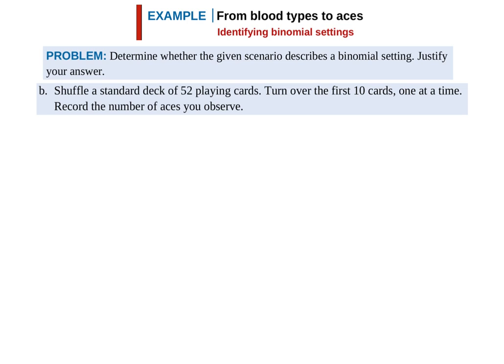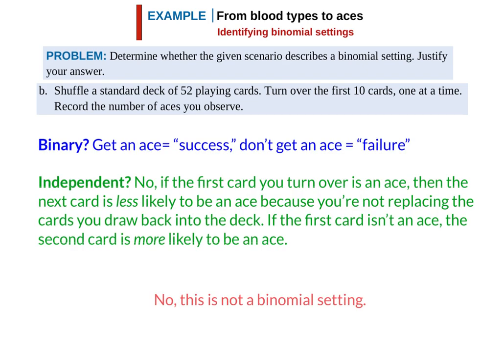Our second example says to shuffle a standard deck of 52 playing cards. Turn over the first 10 cards one at a time and record the number of aces you observe. Let's check in on BINS to see if this is a binomial setting. Checking B in BINS, is it binary? I would say getting an ace is a success and not getting an ace is a failure. So that is binary. It's a yes or no.